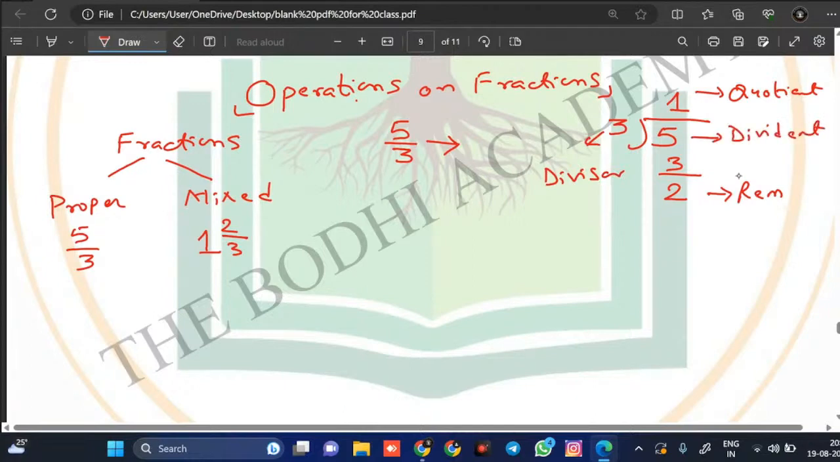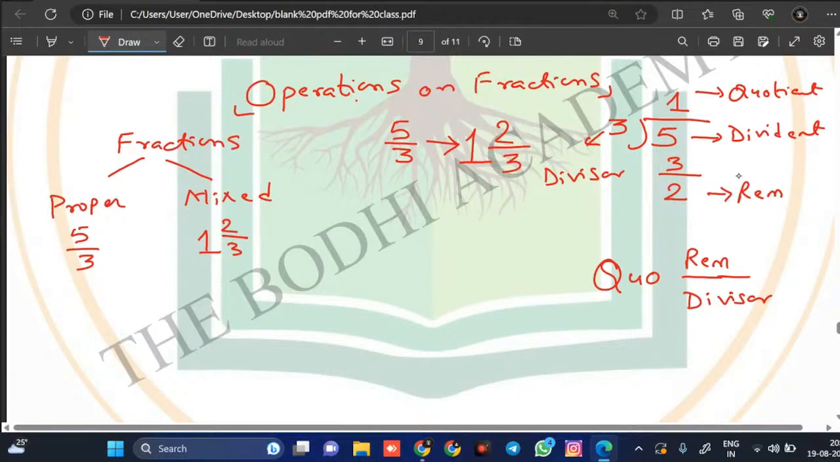When you write a mixed fraction, we write the quotient, and along with it the remainder divided by the divisor. This is how we write it: quotient, remainder by divisor. So the same thing here is 1 2 by 3. And let us see the opposite.